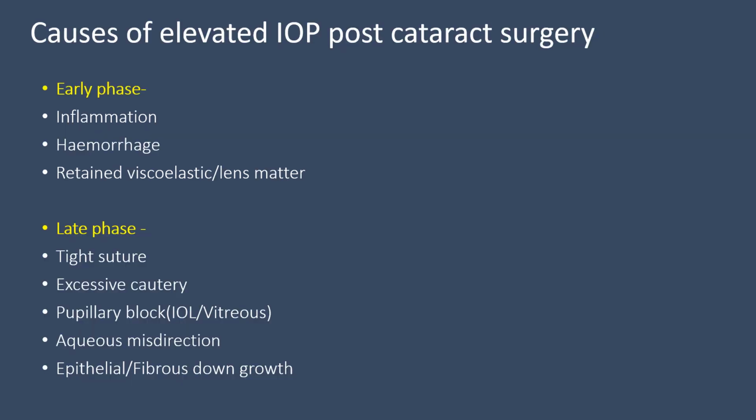The pressure can rise and glaucoma can occur post-cataract surgery as well. In the early phase, it can be because of inflammation, hemorrhage, retained viscoelastic or lens material. In late phases, it can be either tight sutures, excessive cautery, pupillary block or block because of IOL or vitreous, aqueous misdirection or epithelial or fibrous downgrowth.